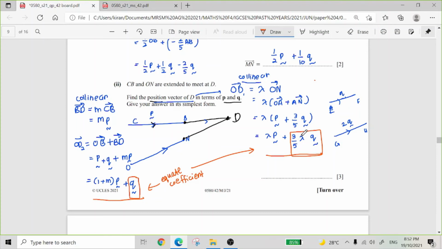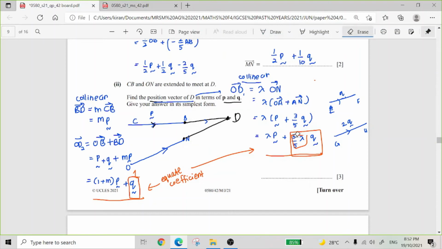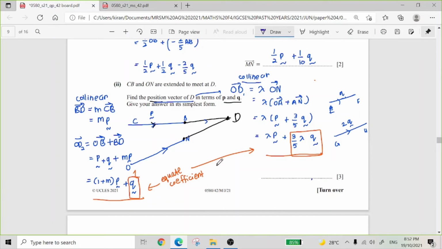When I equate the coefficients, I get this one is coefficient 1, and this one is 3 over 5 lambda. So this one, 1, equates with 3 over 5 lambda. So I get the value for lambda is 5 over 3. Once you have the value of lambda, we substitute here. M we need to find because we already have the value of lambda.